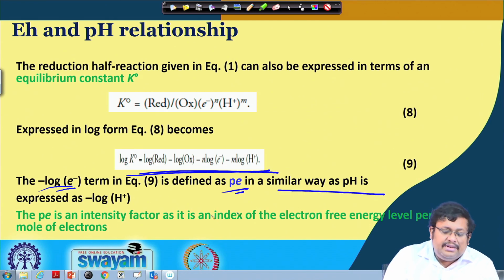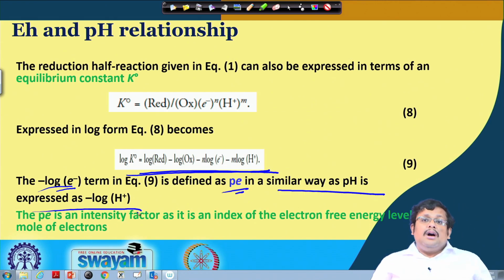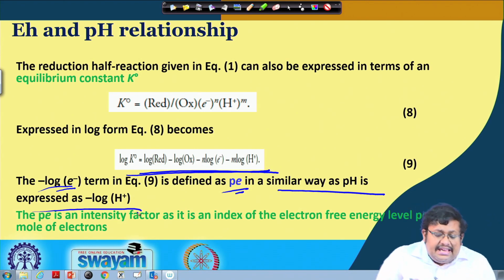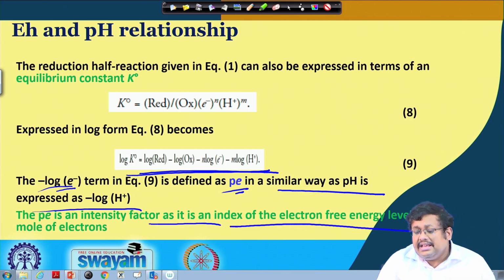In a similar way, pH is the negative logarithm of hydrogen ion concentration. So, pe is the negative logarithm of electron concentration, whereas pH is the negative logarithm of hydrogen ion concentration. pe is basically an intensity factor, an index of the electron free energy level per mole of electrons.